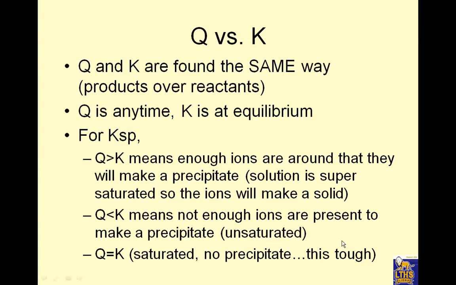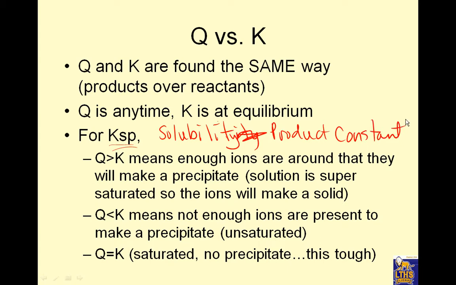All right, next problem. All right, this is taking us back a little bit. Q versus K. Q and K are found the same way. It's products over reactants, but Q is anytime, K is at equilibrium. For KSP, it's equilibrium constant, solubility product constant. It is an equilibrium, but it's an equilibrium for dissolving.